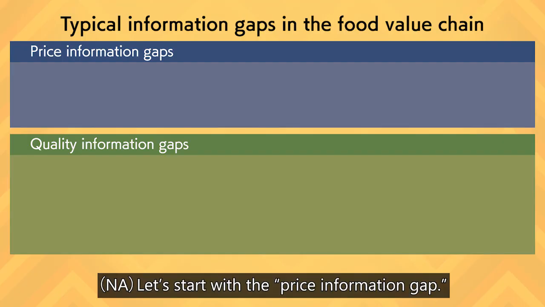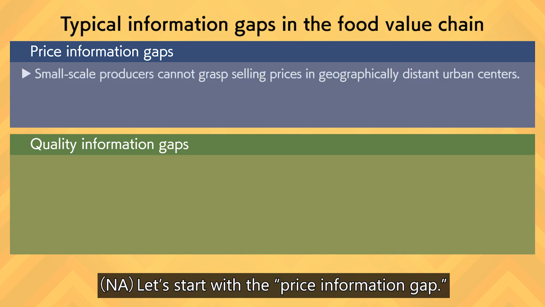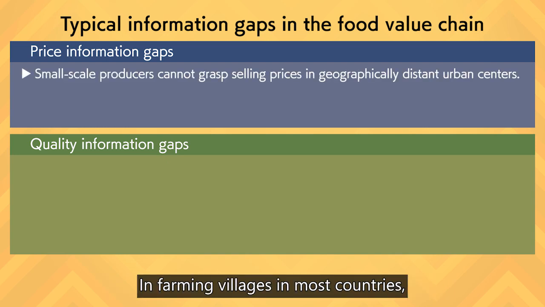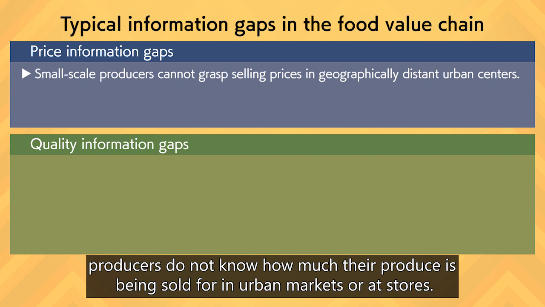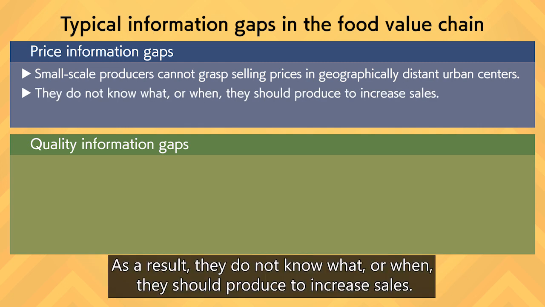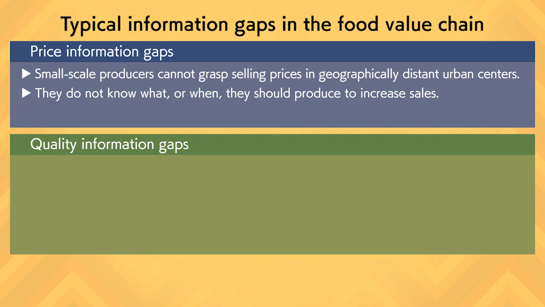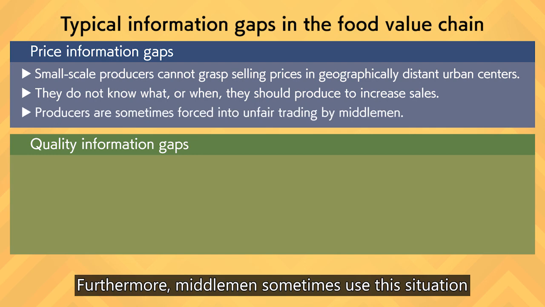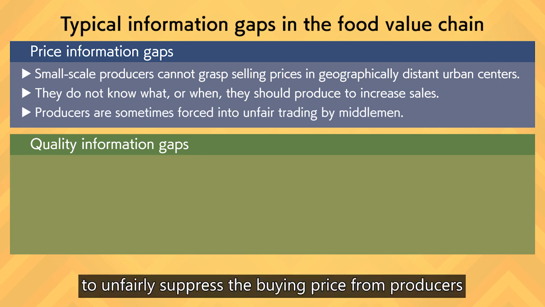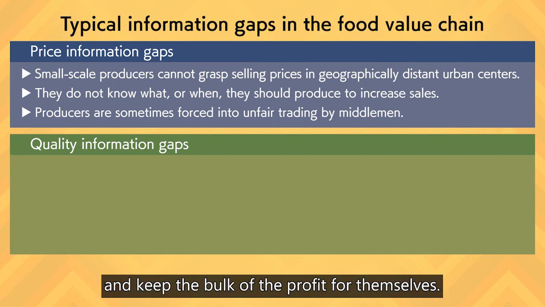Let's start with the price information gap. In farming villages in most countries, producers do not know how much their produce is being sold for in urban markets or at stores. As a result, they do not know what or when they should produce to increase sales. Furthermore, middlemen sometimes use this situation to unfairly suppress the buying price from producers and keep the bulk of the profit for themselves.